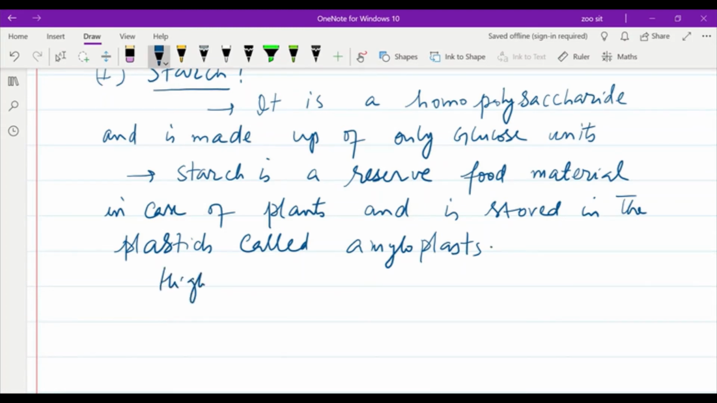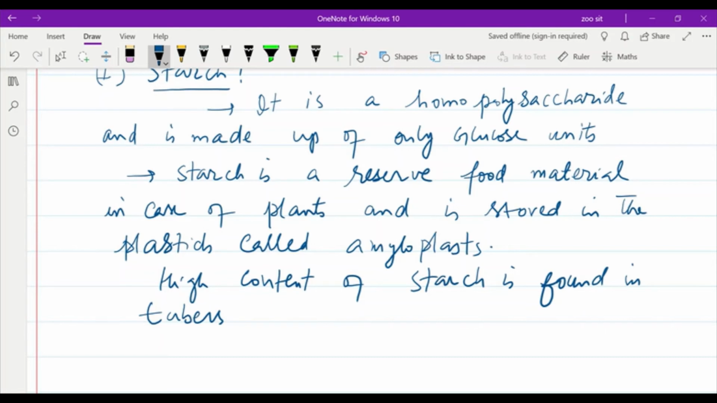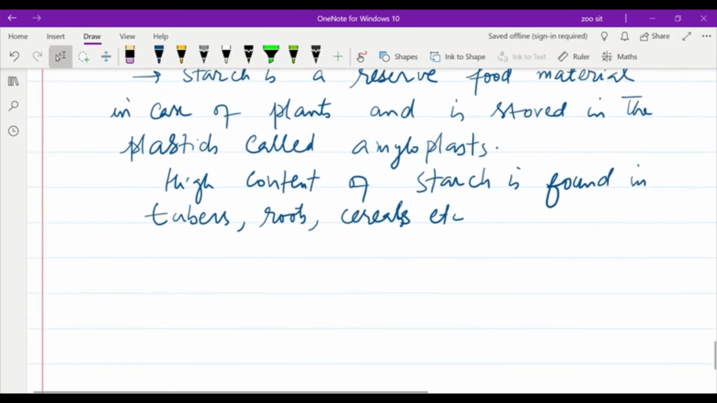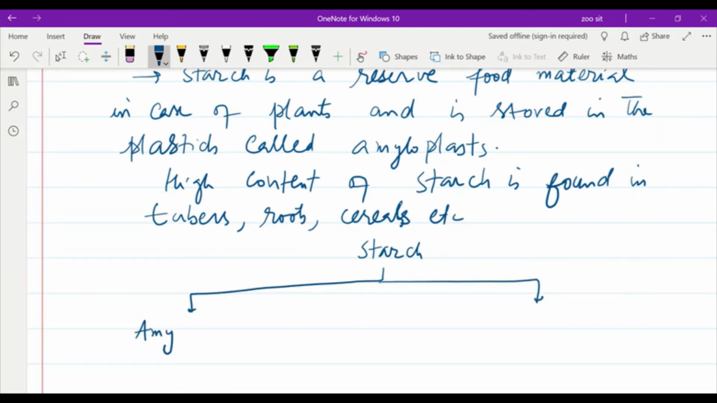A high content of starch is found in tubers, roots, cereals, etc. So far as the structure of starch is concerned, starch is made up of two components: one is known as amylose, another is amylopectin.